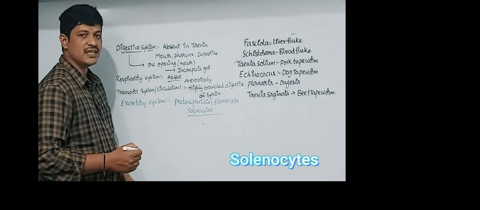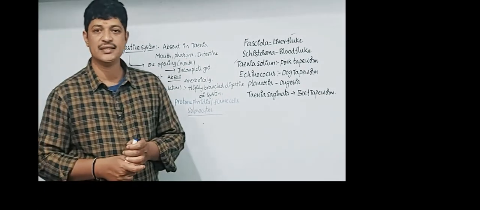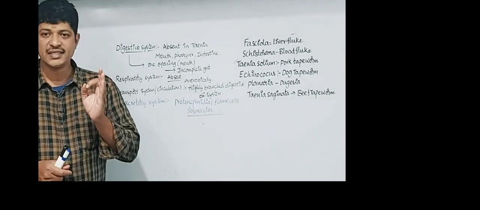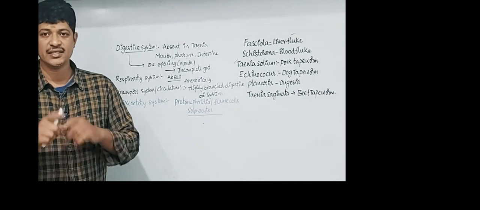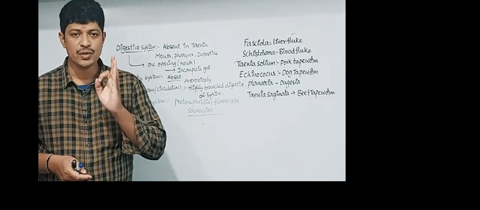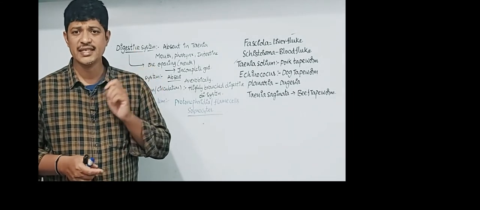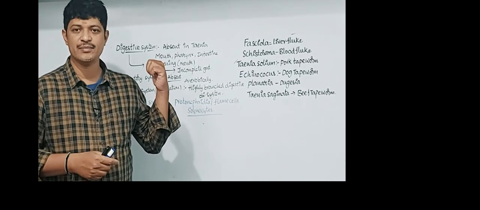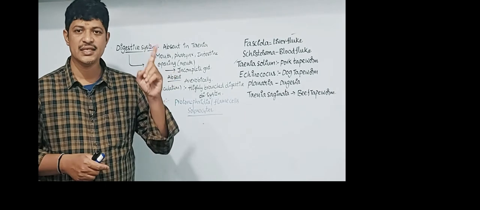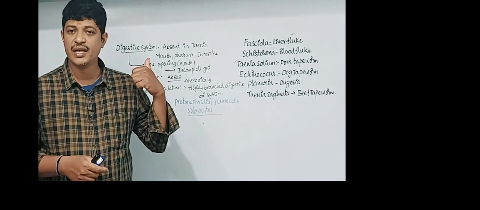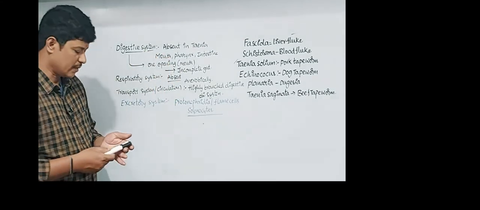Protonephridia, the flame cells or the solenocytes, are the excretory organs seen in Platyhelminthes animals. So the first excretory organs are seen in these Platyhelminthes animals. Repeat it again: first triploblastic animals, Platyhelminthes, first excretory organs seen in Platyhelminthes only. So the first triploblastic animals that exhibit excretory organs have flame cells, nothing but solenocytes, the protonephridia.